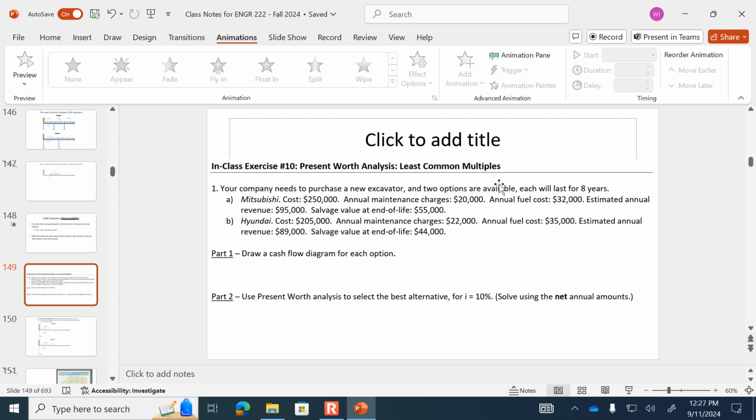Just to verify, for this first one, since both of the options last for 8 years, you don't have to repeat them. It's on the second problem that you're going to need to repeat the cycles.